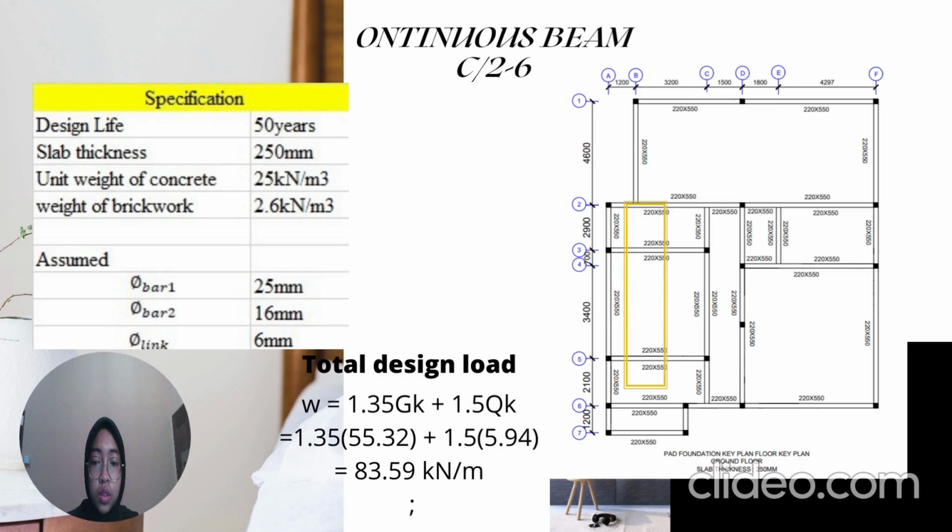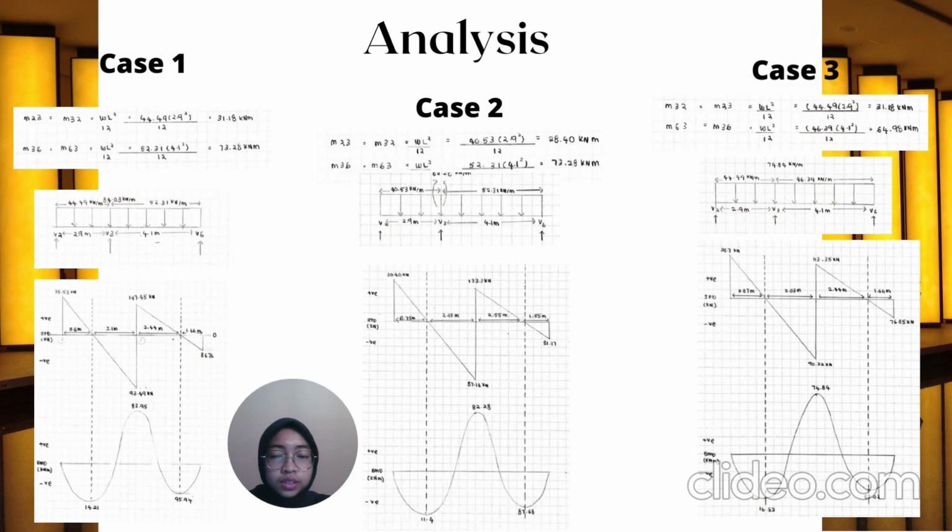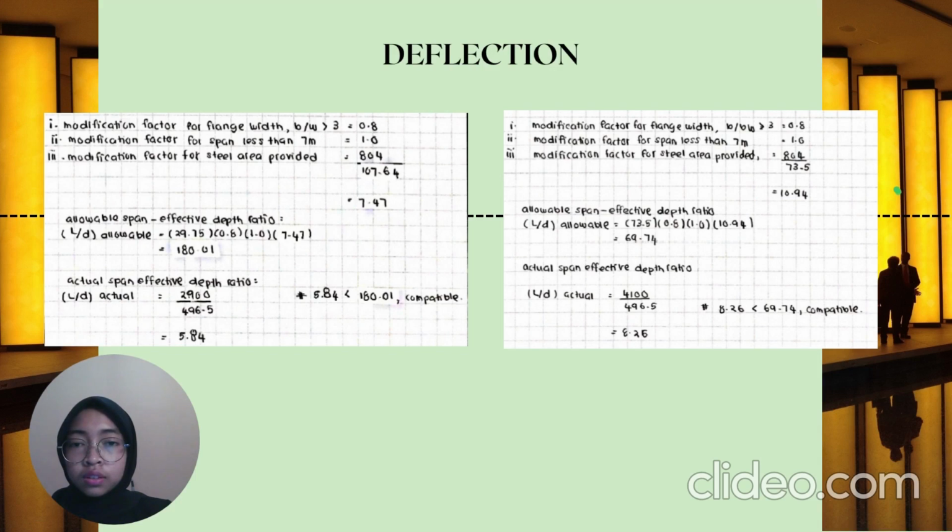Next, for continuous beam C2 till 6, the design load of the beam is 83.59 kilonewton per meter. In order to find the value of the total design load, we need to find the characteristic permanent action and the variable action before we insert it into the formula. By calculating the fixed end moment, we can do a graphical presentation for the three cases of the beam.